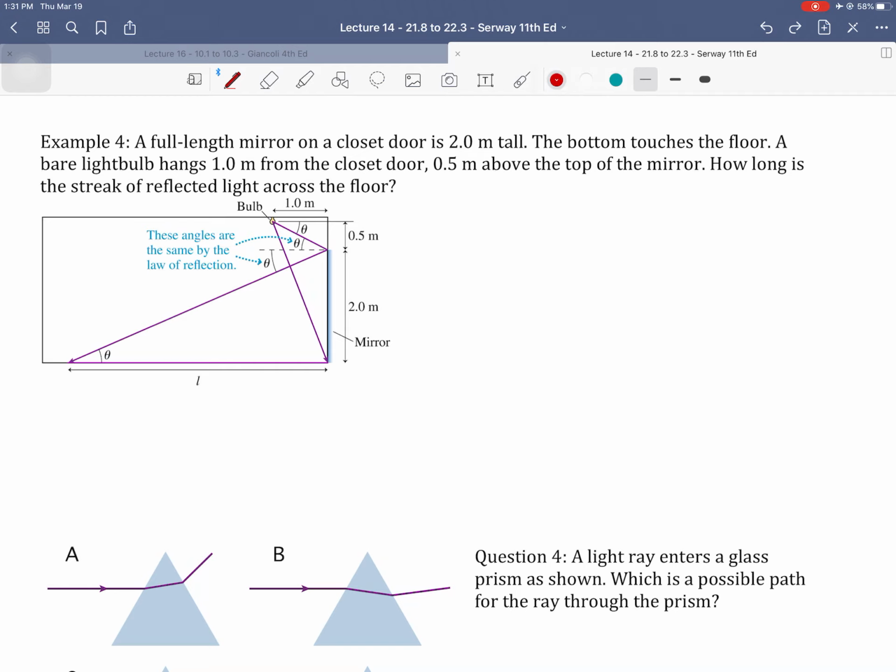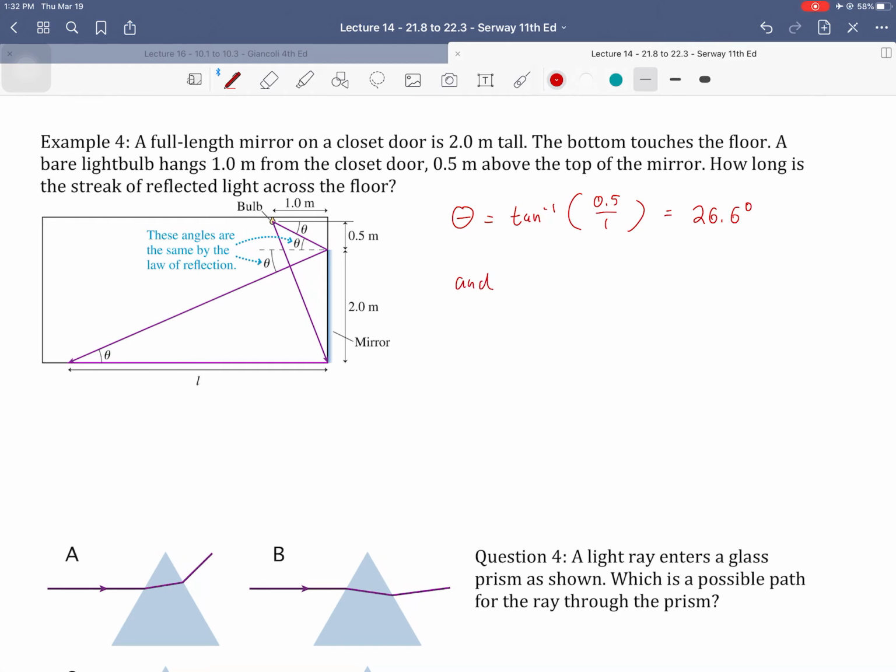So ultimately, I want to find theta. So theta is going to be equal to tangent inverse of 0.5 over 1. All right, so let's go ahead and do that. All right, so that's 26.6 degrees. Okay, and then based on that, we can see we have a triangle where we want to find L, and we know that this theta must be the same. It must also be 26.6, and likewise, that means that this must be 26.6.